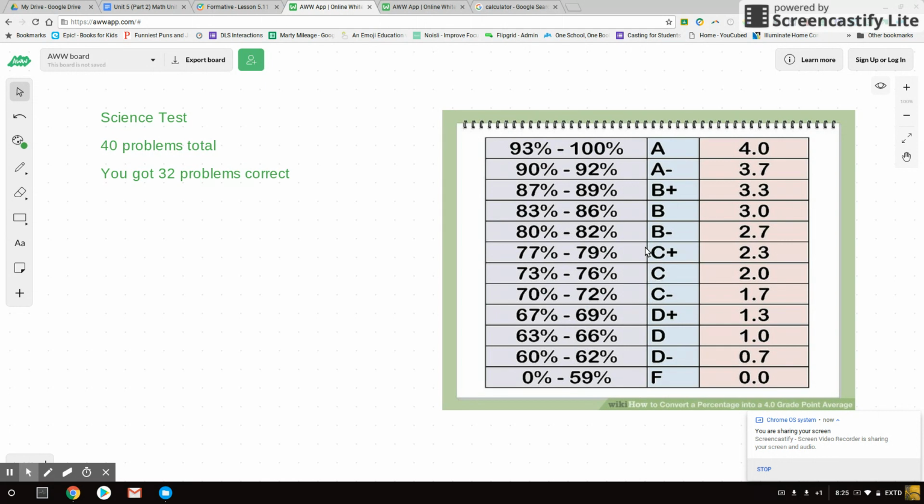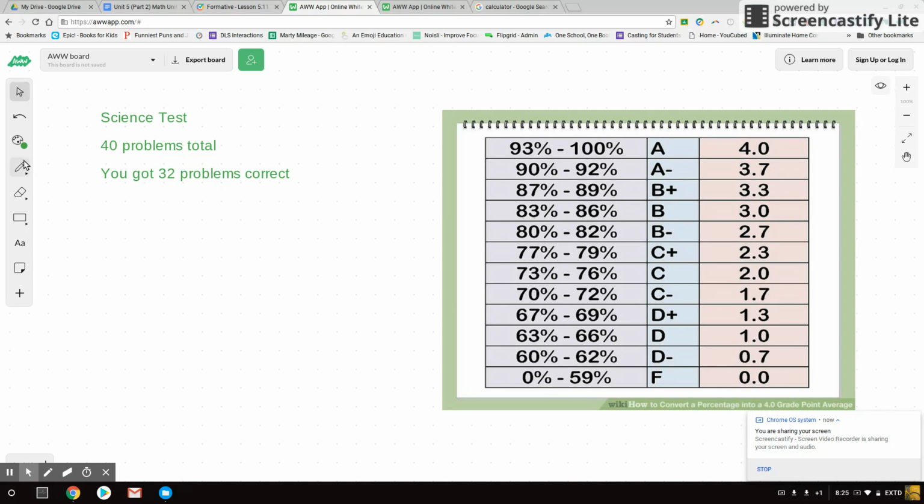So when you're in middle school or high school, let's say you took a science test. Our example today is this science test. There were 40 problems total. You got 32 problems correct. So you got 32 out of the 40 right. Whenever we figure out a grade, we want to turn this into a fraction. Fractions and percentages work really well together.